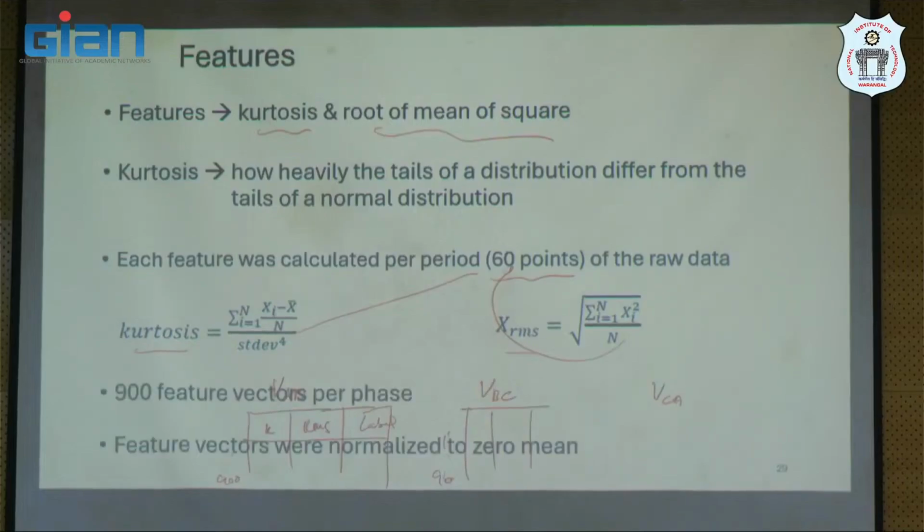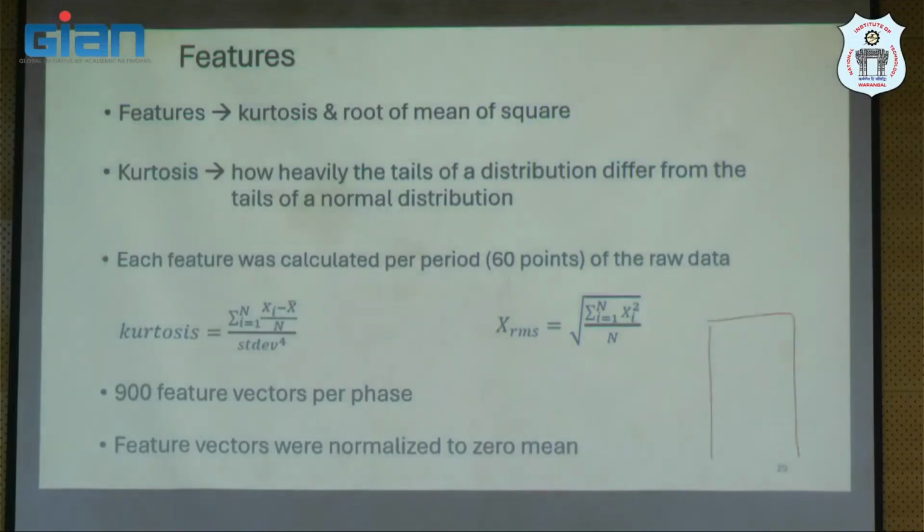Okay, one thing that I missed to inform you was, once I have calculated the features, before I formed the training set, I made sure that they all had zero mean. That means for my feature vectors, all the kurtosis values, their mean was subtracted from the existing values. So basically it's data processing. I shifted the values up or down to have a zero mean for the entire vector.